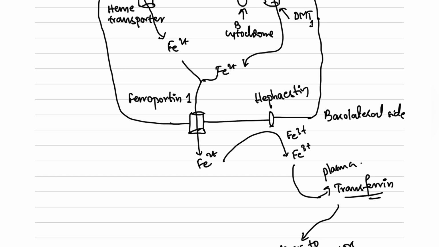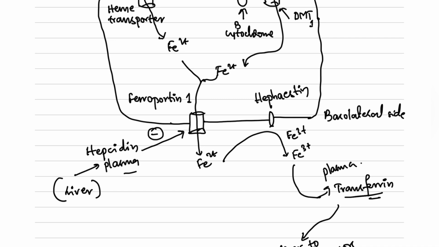Now, how is this entirely regulated? It is entirely regulated by the liver. How, you will ask, does the liver control the proximal duodenum? It controls it by secreting something called hepcidin. Plasma hepcidin. The liver secretes plasma hepcidin, and this has a direct inhibitory effect on the ferroportin. It inhibits ferroportin, degrades ferroportin channels, so that this Fe2+ should not come into the plasma. So this is how the majority of the work is done.